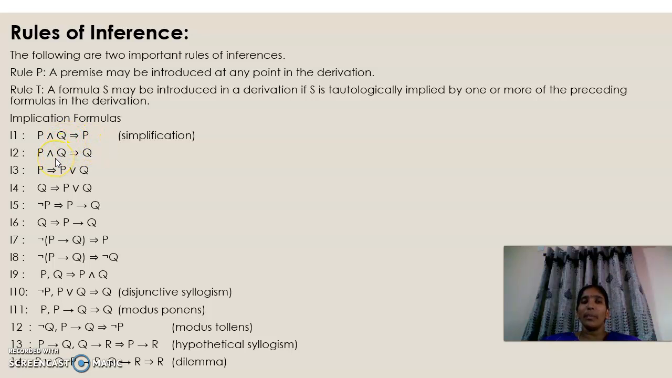Here also it is the same: whenever we have P and Q, we can simply write Q. In place of Q, you cannot write P and Q. Why can you not write it? Q is logically implied by P and Q, but P and Q is not logically implied by Q. The RHS is logically implied by the LHS, so only in place of P and Q can you write Q. These are all the implication formulas. You must remember them compulsorily; only then can you do the problems and the rules of inference.